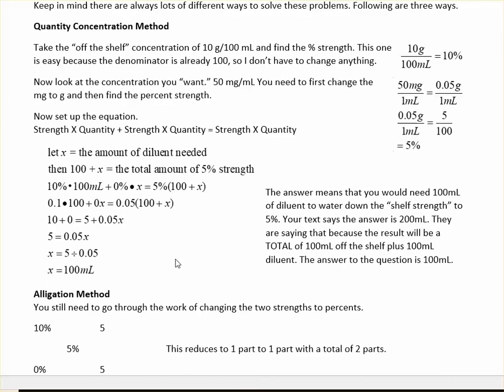That's how much has to be added in order to get the final strength that they're asking you for, which is 5%. Now the book says the answer is 200 milliliters. That's not true. You're not going to add 200 milliliters. What you're going to do is end up with 200 milliliters: 100 that you started with for off the shelf, and 100 that you're adding as the diluent.